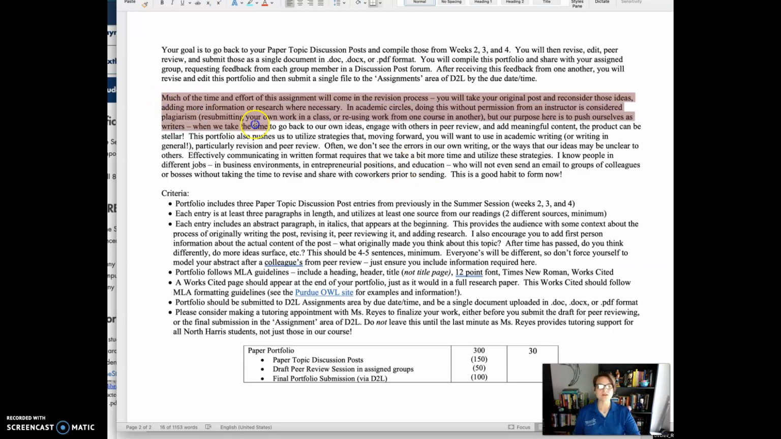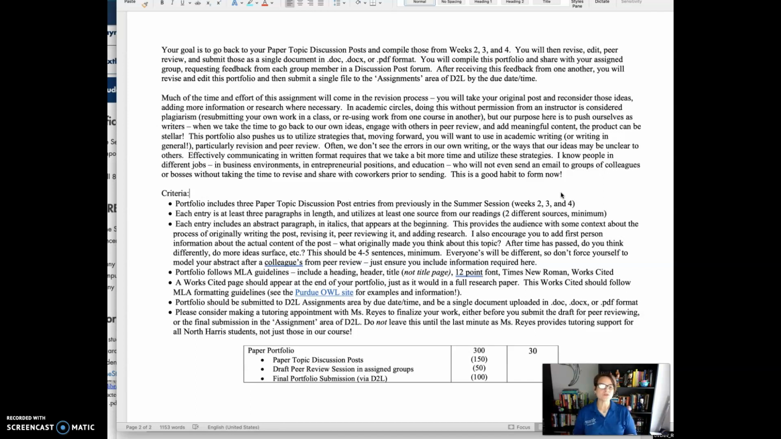So I've put here, a lot of the time and effort is going to be in revision. You put the time and effort into the original posts, but then you have to go back to them and a lot of times rework them, add that research, really think about your ideas in different ways after putting some time between those original submissions.